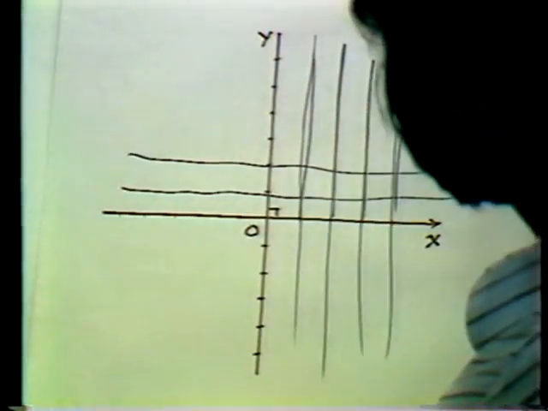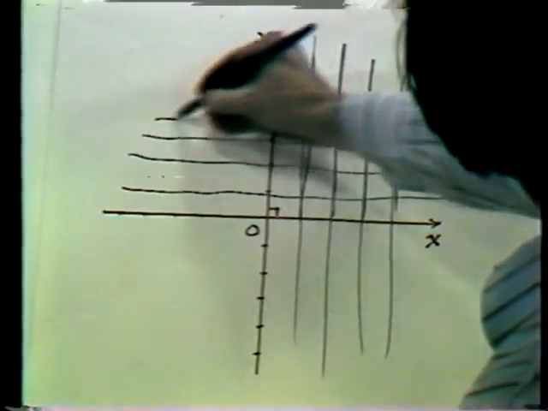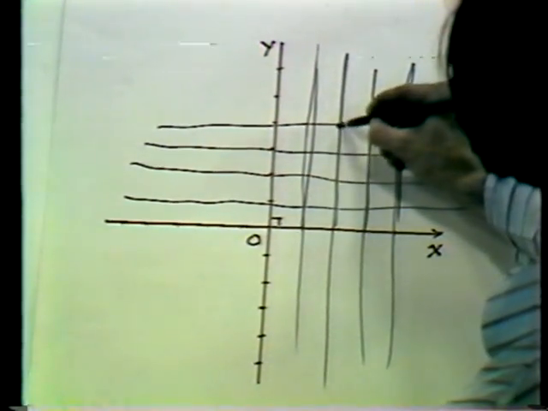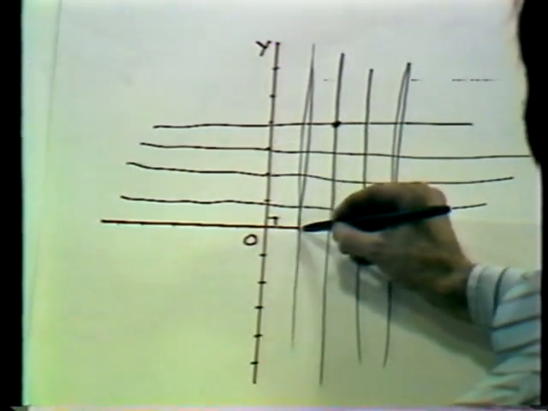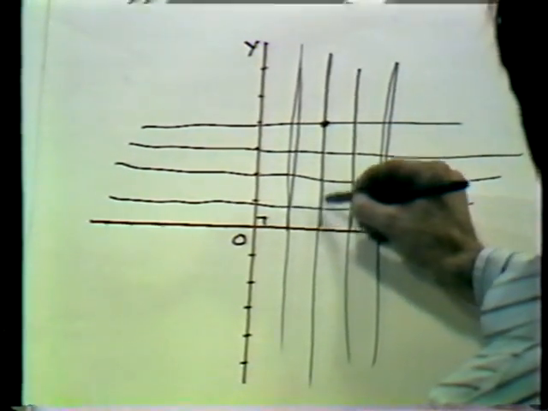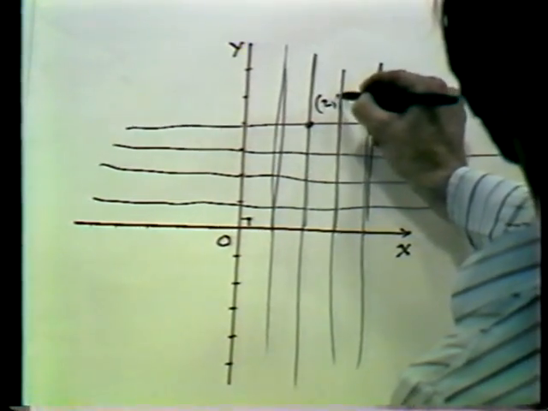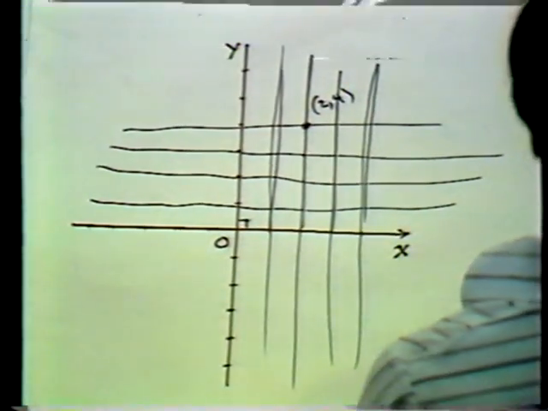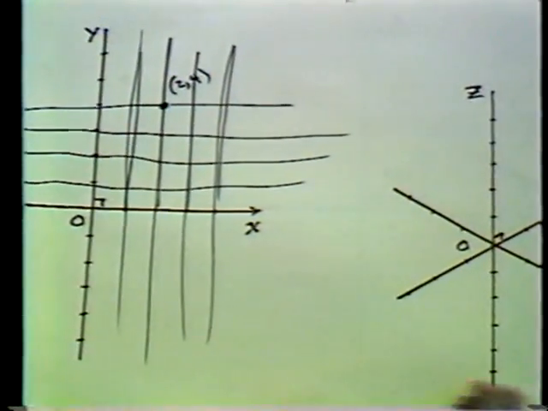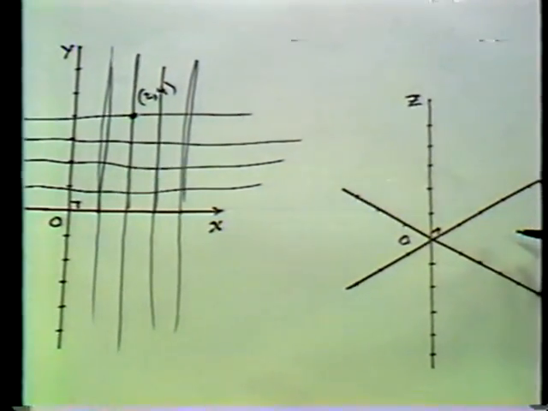And what it means is that you can locate any point in the plane by specifying coordinates. For example, this point here, you have to go 2 units in the x direction, and 1, 2, 3, 4 units in the y direction. So this is the point (2, 4). In an exactly analogous way, you can define coordinates in 3 dimensions.